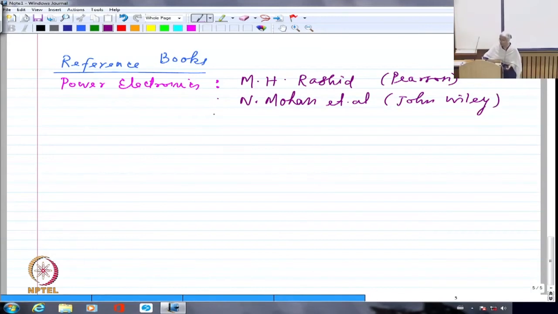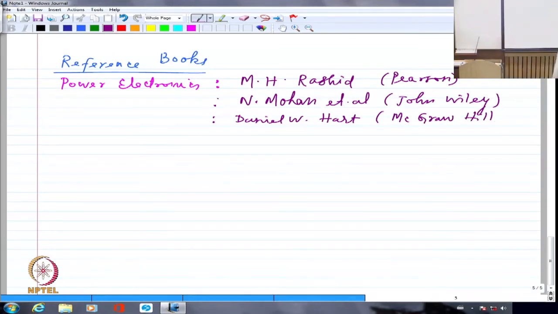Another book which is pretty good is by Daniel W. Hart, H-A-R-T. This used to be from Tata McGraw-Hill. Now I think Tata has dissociated themselves from McGraw-Hill, so it is McGraw-Hill India. This book is written in a very, very simple manner, and he has done a pretty good job of all the circuits, but he has done an especially good job in DC to DC converters. So this book is pretty good.